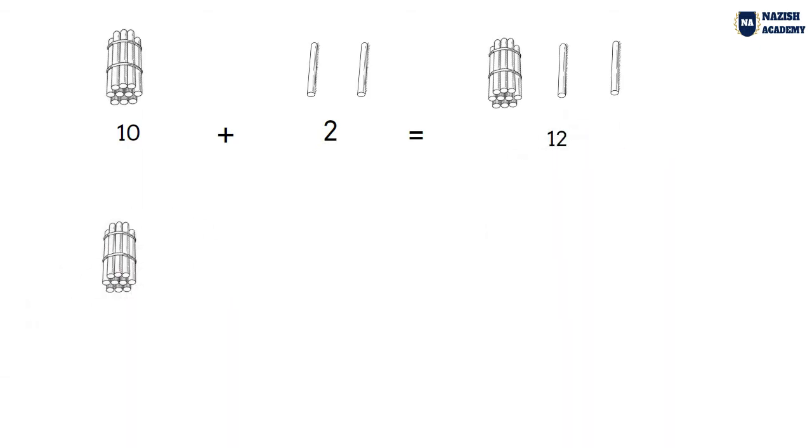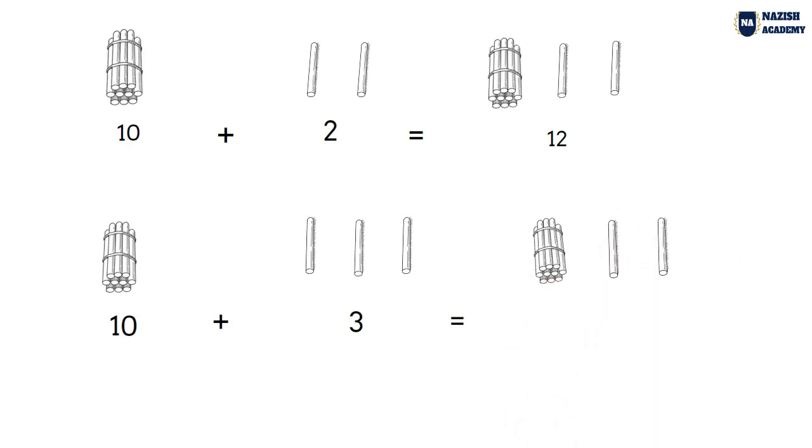10 sticks plus 1, 2, 3, 3 more sticks. 10 sticks and 3 more sticks is equal to 13 sticks. You can see here, it means 10 plus 3 is equal to 13.